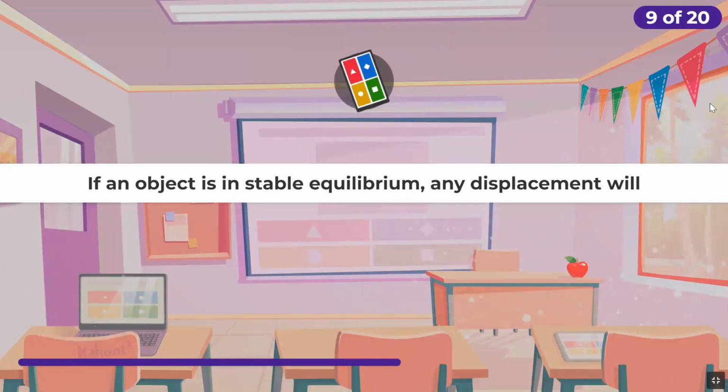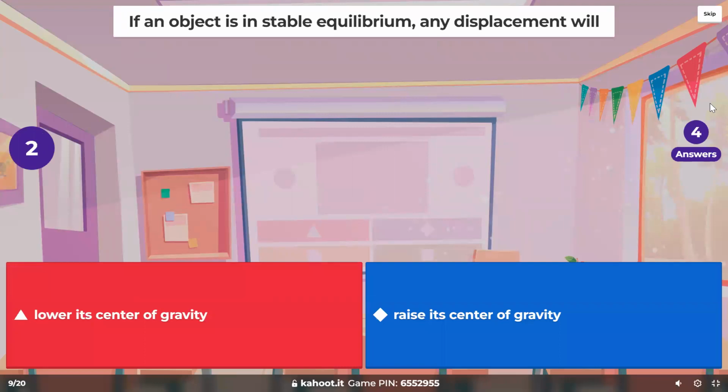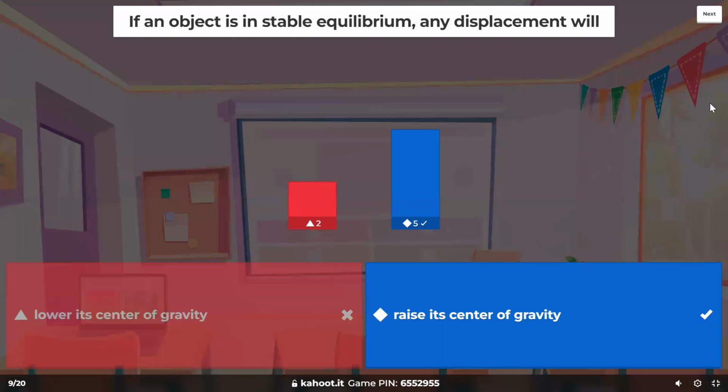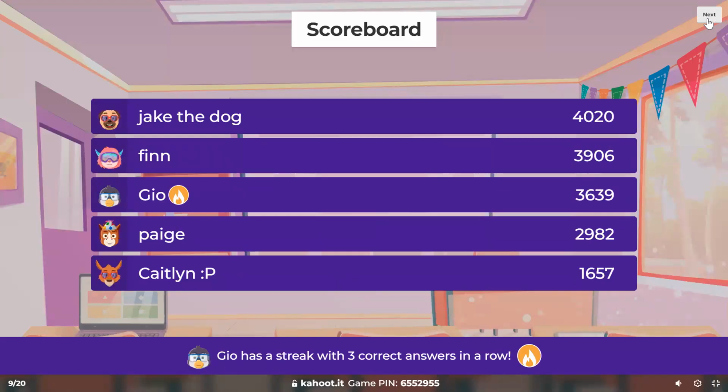If an object is in stable equilibrium, any displacement will... Yeah, raise the center of gravity, which it would rather not do. So it's stable how it was originally. That aligns with that picture I just showed you guys.